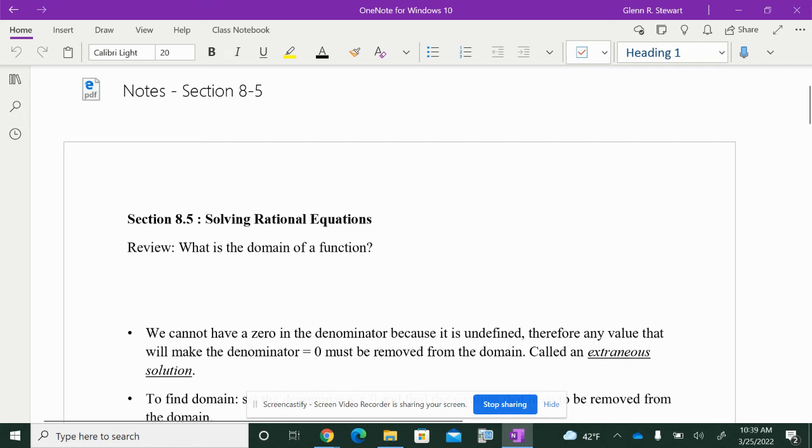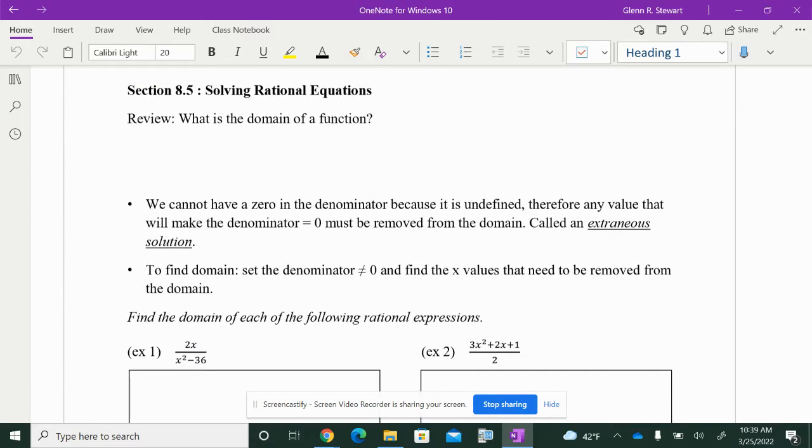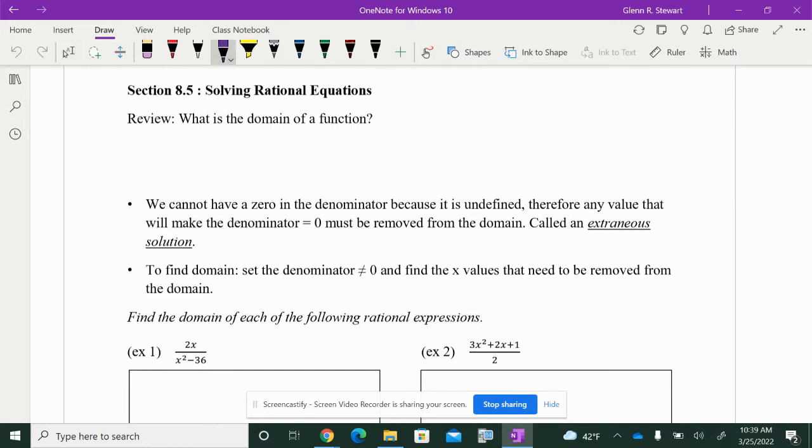Hey everyone, today we're talking about solving rational equations. Just a little recap about domain, because we are going to be talking about domain some in this lesson. What is the domain of a function? Remember, the domain of a function is everything that it could possibly be or put into it in order for it to be a real number.